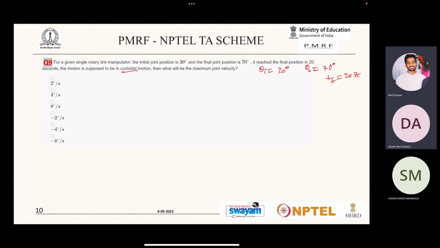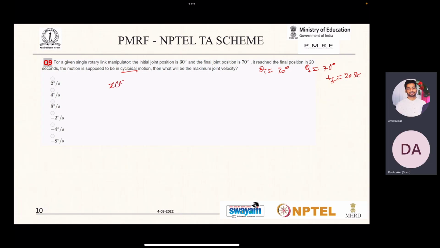As it is a cycloidal motion, you know that x of t is written as x naught plus xf minus x naught by 2 pi, times 2 pi by tf times t, minus sine of 2 pi by tf times t. Right. So this is the equation for the cycloidal motion. Here we are bothered about the joint velocity and the maximum joint velocity.